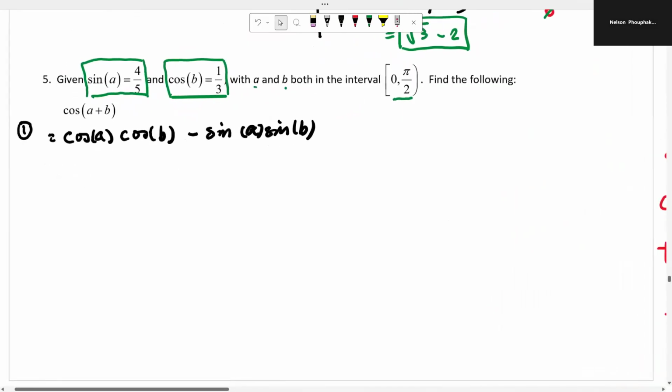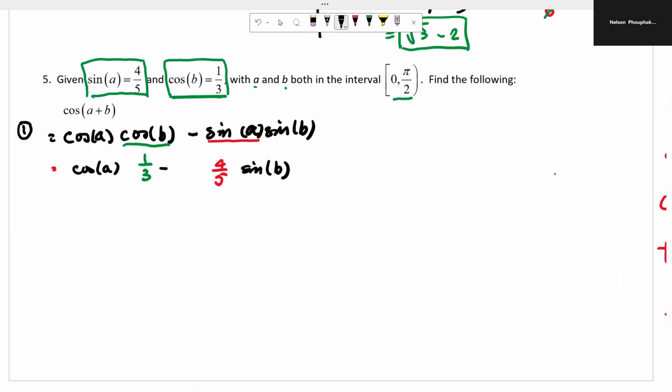And now we know that sine of A is 4 over 5, and we know that cosine of B is 1/3. But we don't know what cosine of A equals, and also sine of B. That means now I would like to find out what they are, and then plug them in.